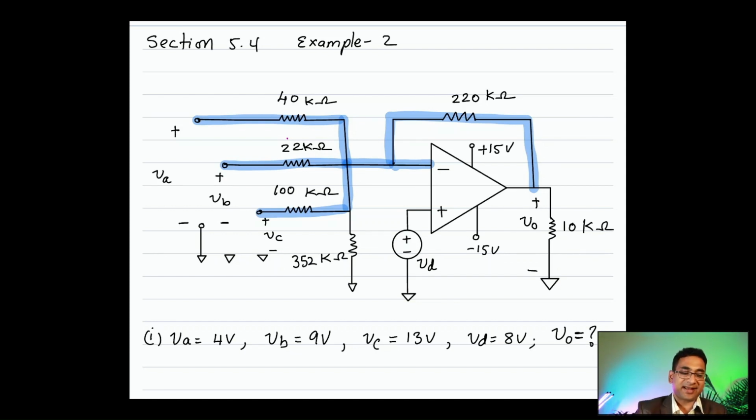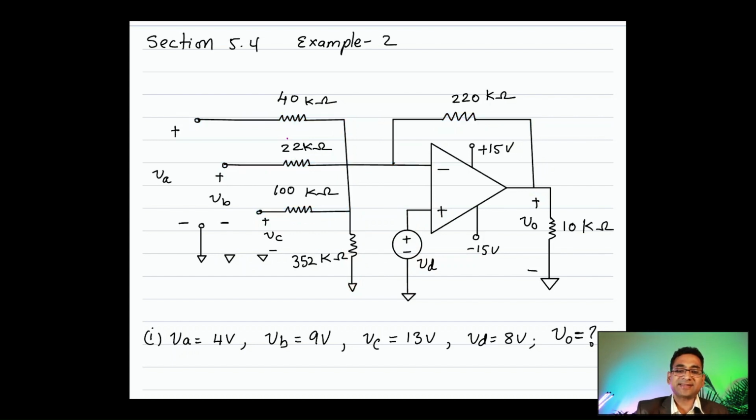What is different is we have an additional path here and then some voltage applied on the positive terminal. Okay, so these are the big differences. It still is a summing amplifier and it is still in negative feedback configuration. So let's solve this problem.